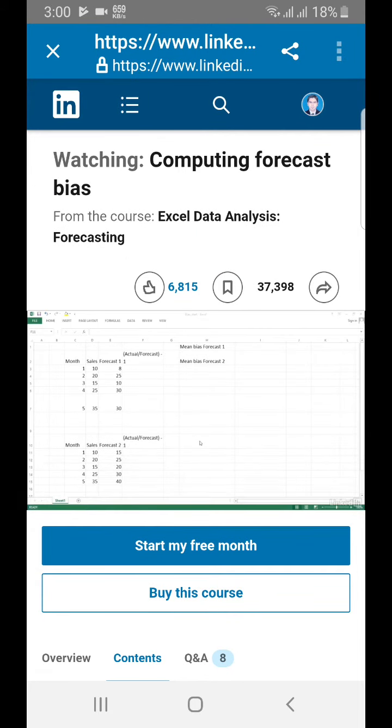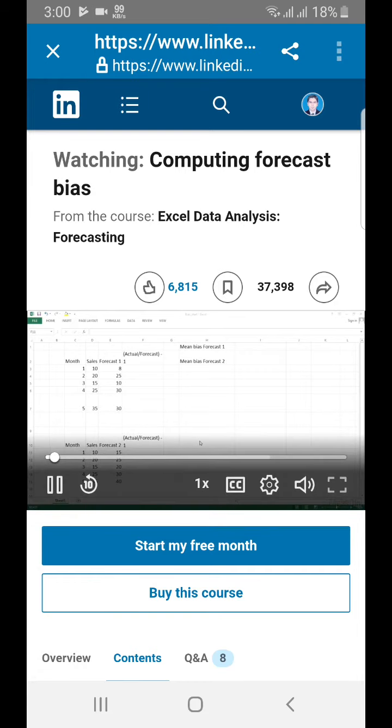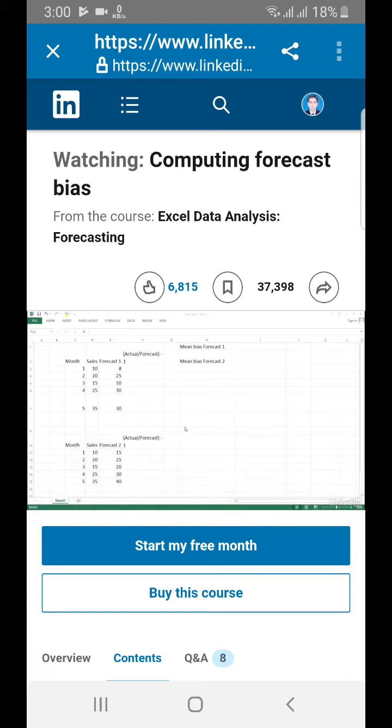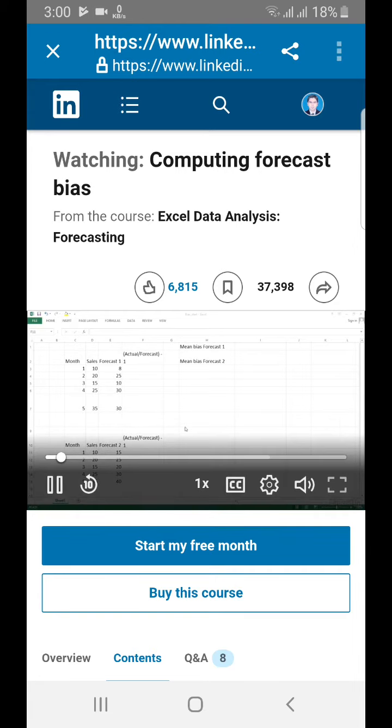When you think of the word bias, you probably think of the word prejudice. But in the forecasting world, what does bias mean? Essentially, bias in the forecasting world means your forecasts are either systematically too high or too low. So what do you do?